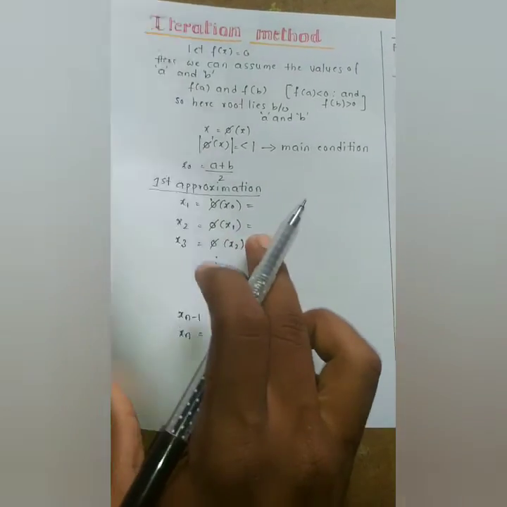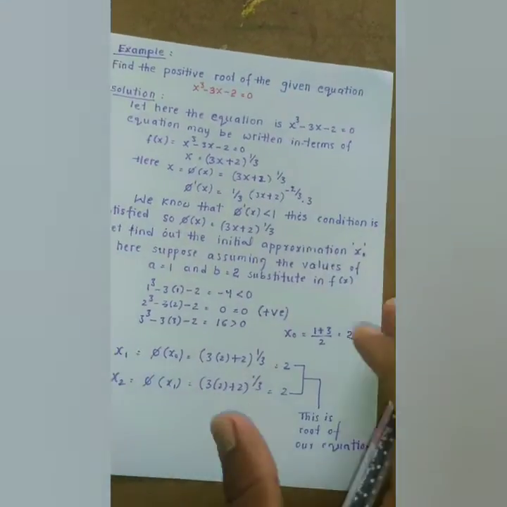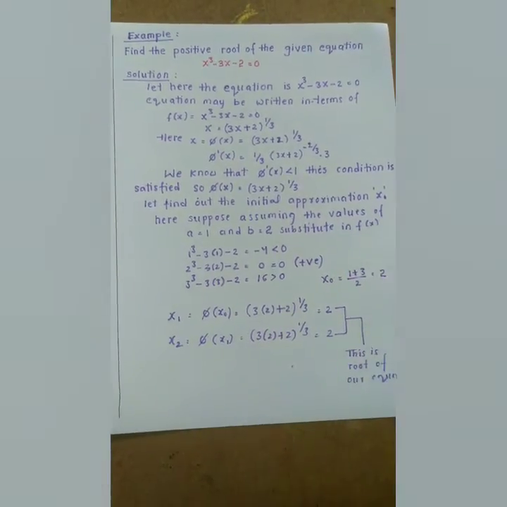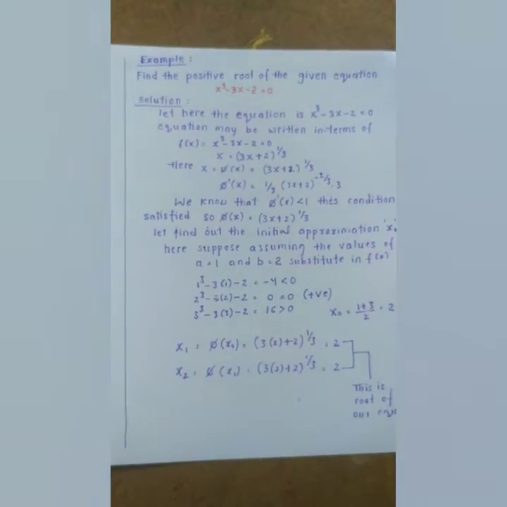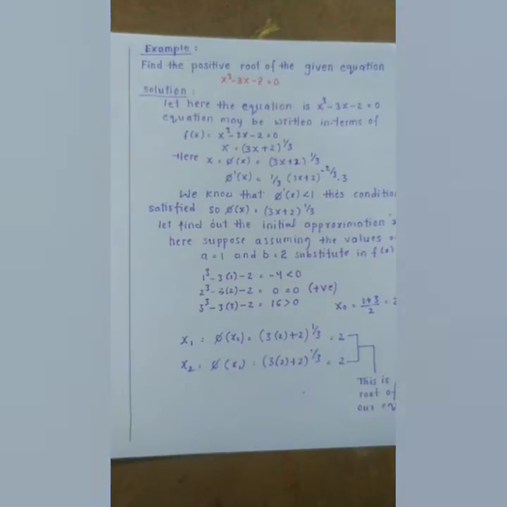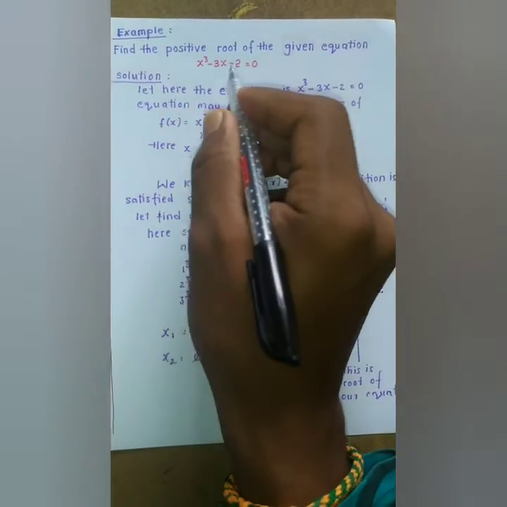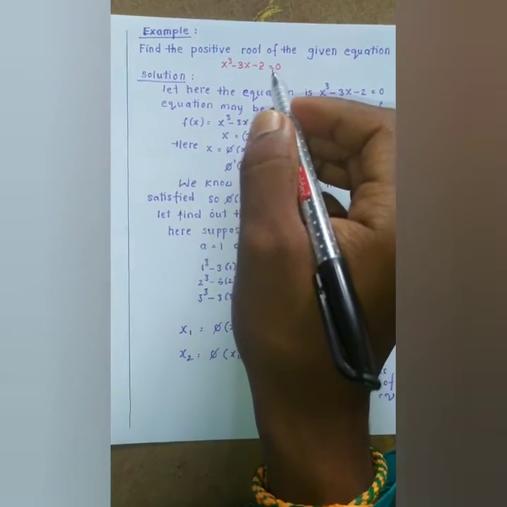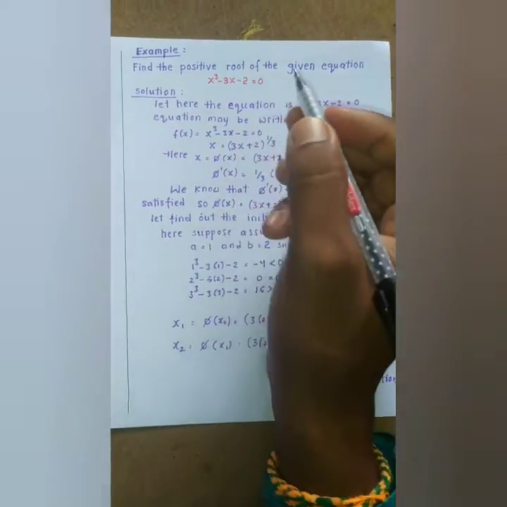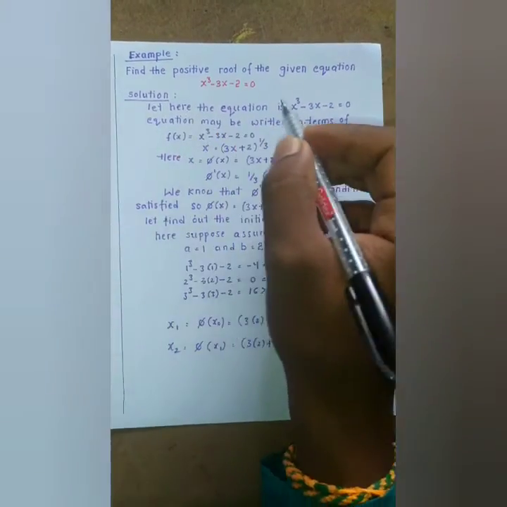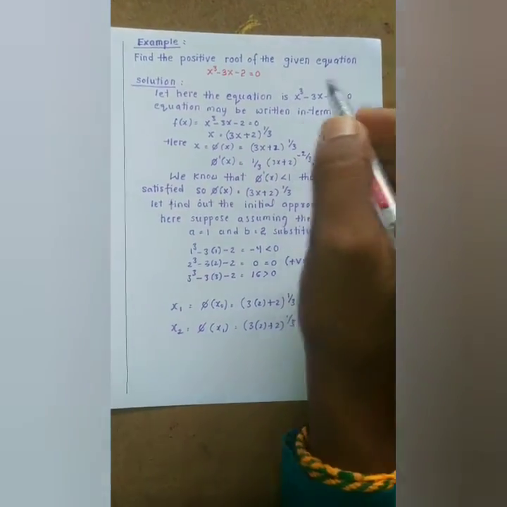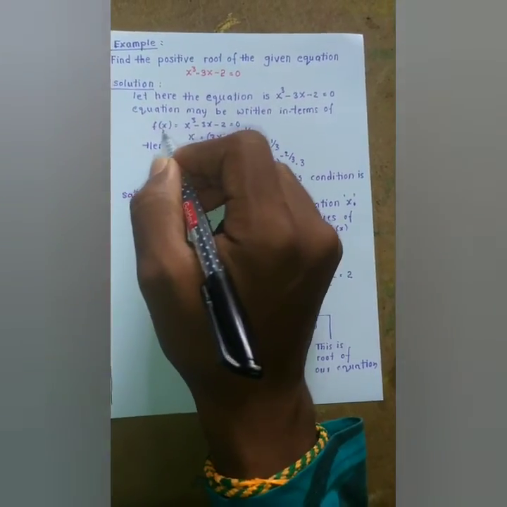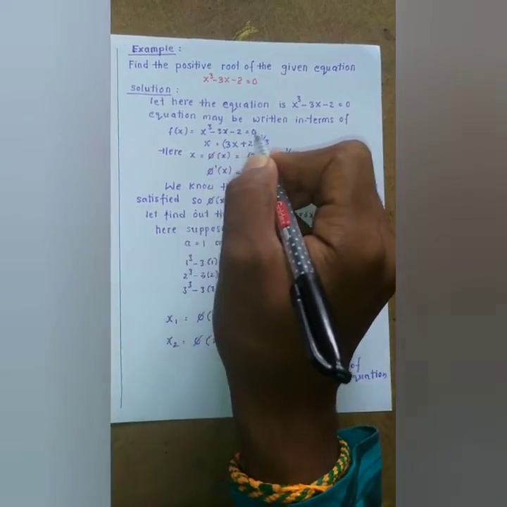Let's see a small example according to this iteration method. Here this is our small example: finding the positive root of this equation. The given equation is x cube minus 3x minus 2 equals 0. This is our equation. Here we write f(x) = x cube minus 3x minus 2 = 0.